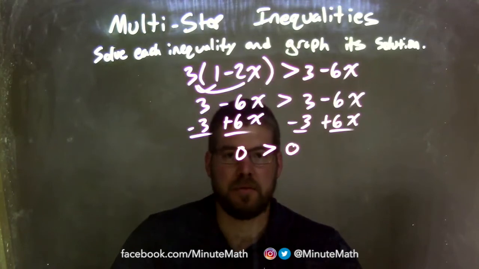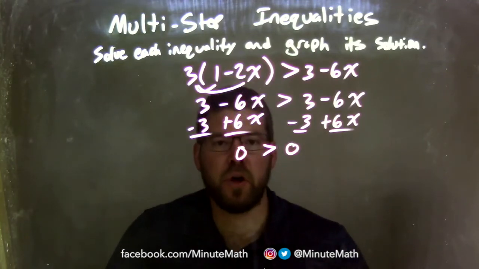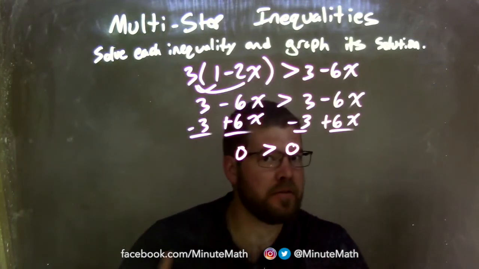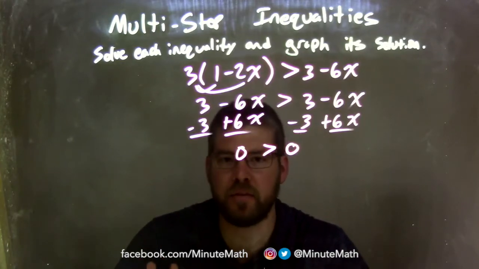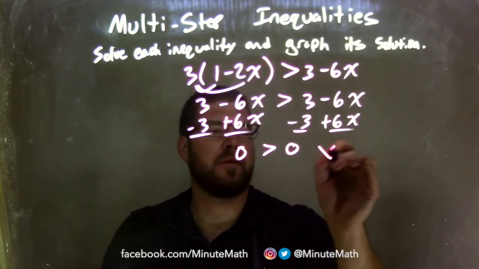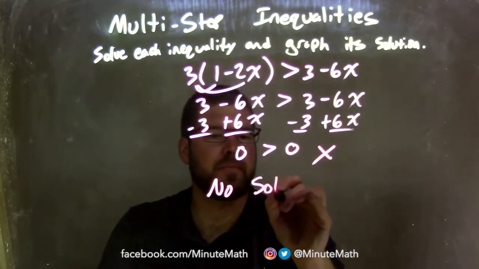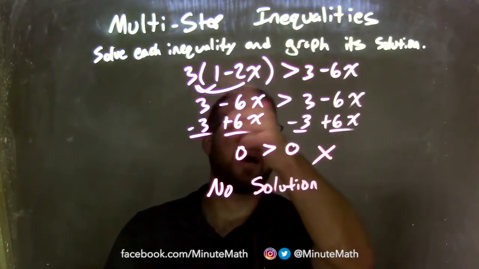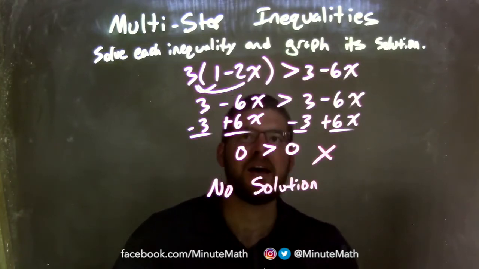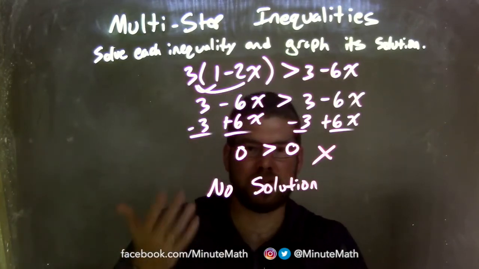Is that a true statement? No, it's not, right? 0 is not greater than 0. 0 is equal to 0, but 0 is not greater than 0. Because it's not a true statement, that's false, right? We then would say no solution. Meaning, it doesn't matter what value for x that we plug in, we're never going to get a solution that works.